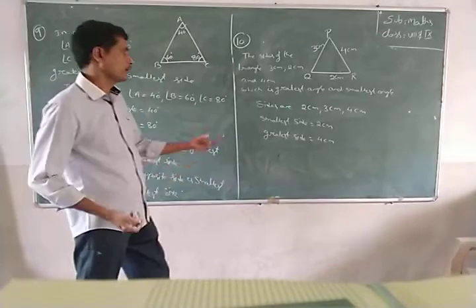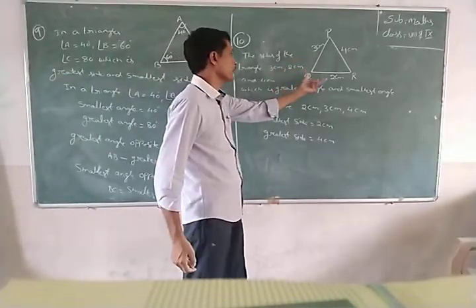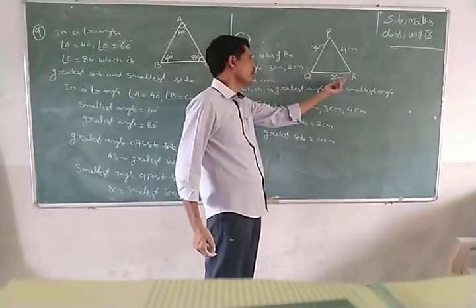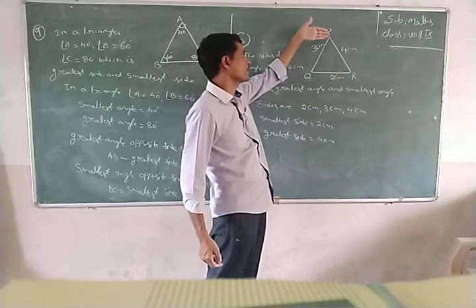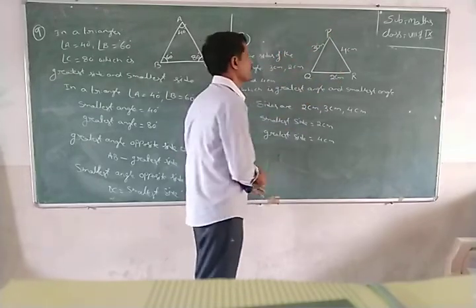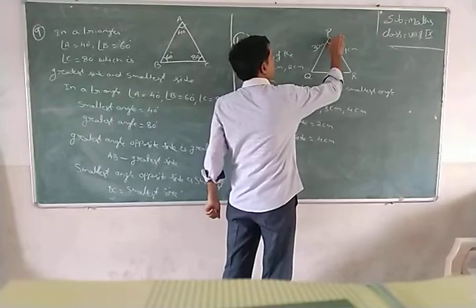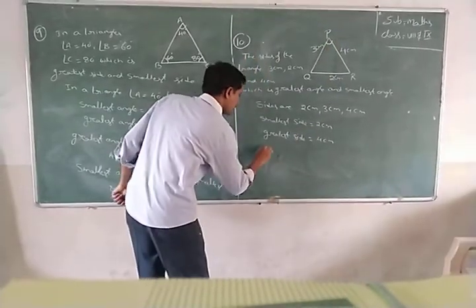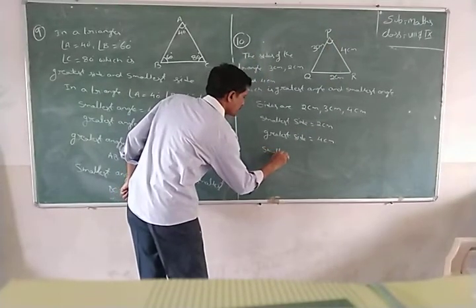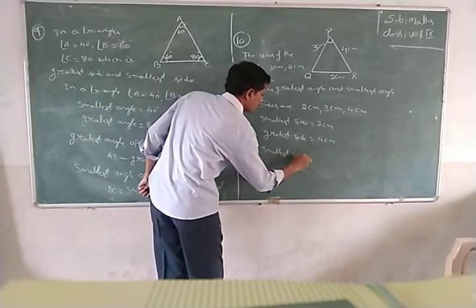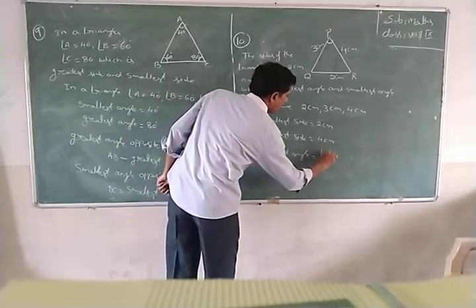Therefore, in triangle PQR, QR is the smallest side. Which angle is opposite the smallest side? That is angle P. That is the smallest angle. Therefore, the smallest angle equals angle P.